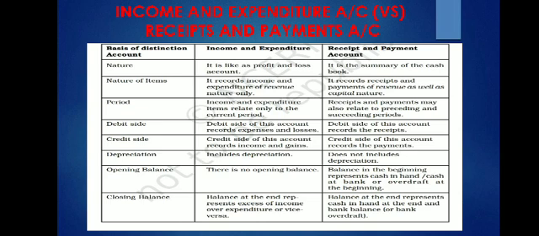When we look at the nature, the income and expenditure account looks like a profit and loss account, which is nominal account in nature. And in case of receipts and payments account, it is a summary of the cash book. It is just like a cash book, which is of real account in nature. Now, nature of items. What are the different types of items?